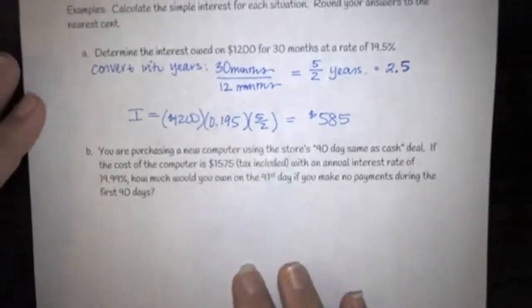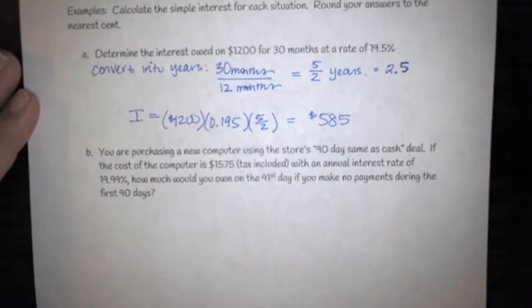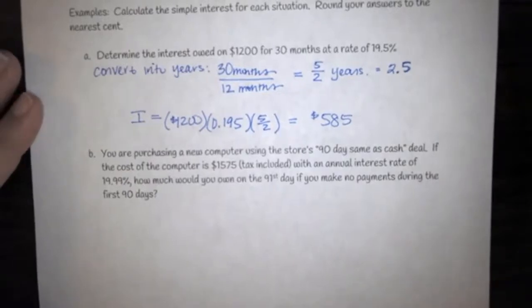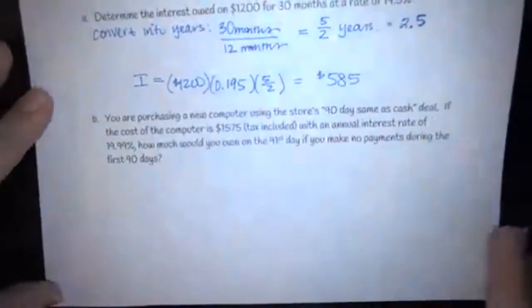Now the second part says that you are purchasing a new computer using the store's 90-day same as cash deal. If the cost of the computer is $1,575, including tax, with an annual interest rate of 19.99%, how much would you owe on the 91st day if you make no payments during those first 90 days? Okay.